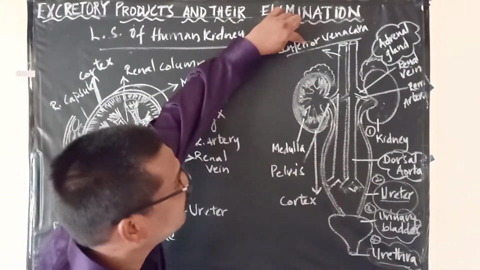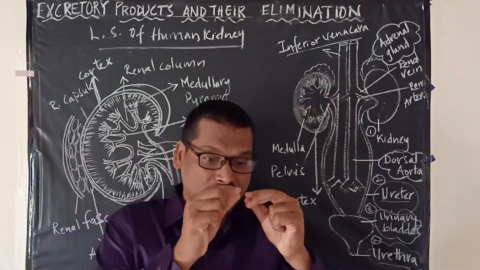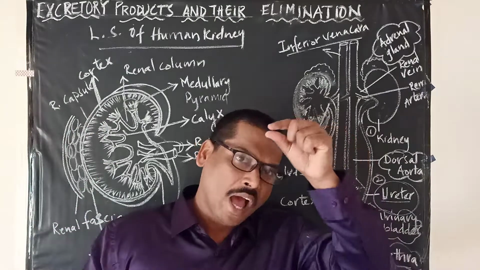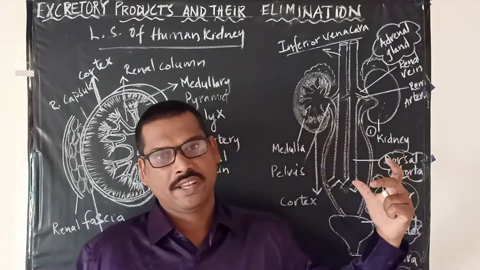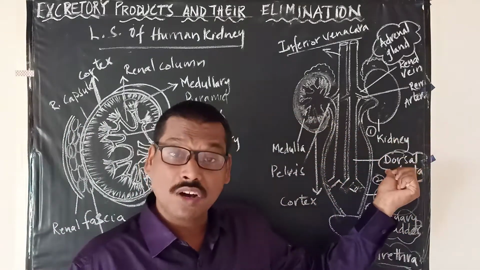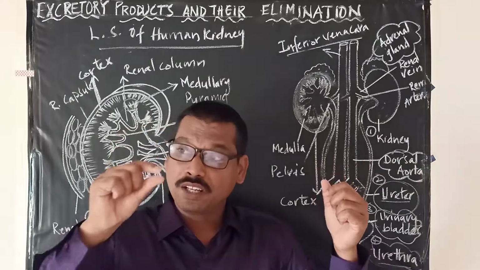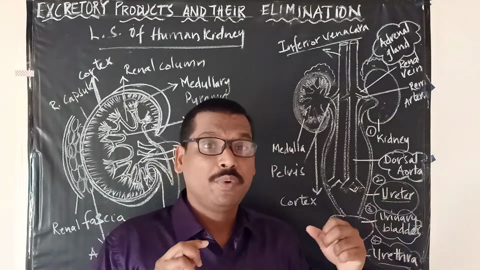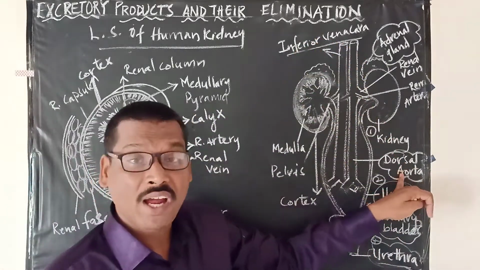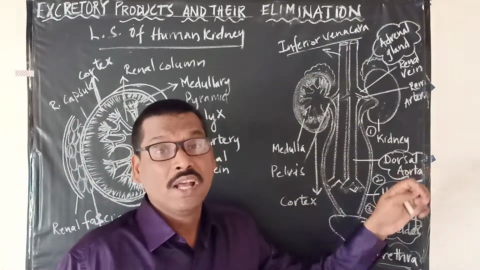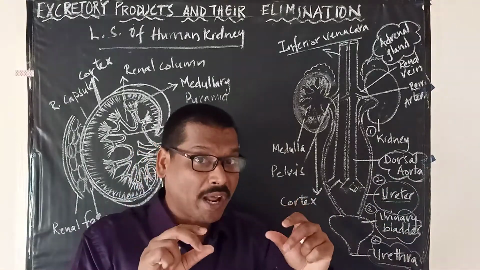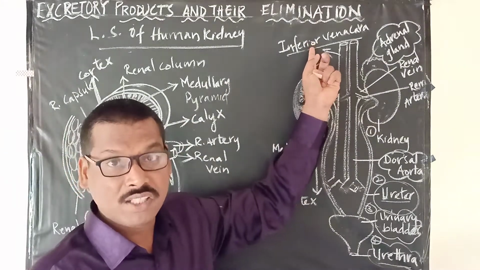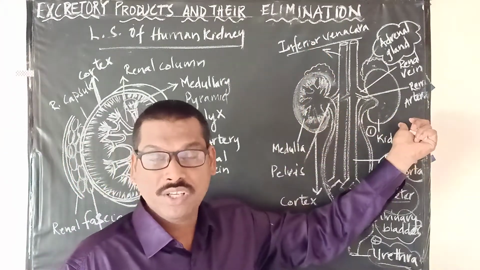So here, if you are seeing, the inferior vena cava is branched into two branches. One branch of the inferior vena cava enters one kidney, and another branch enters the other kidney. In the same way, the dorsal aorta also sends one branch into one kidney and another branch into the other kidney. So here we have to remember that the inferior vena cava and dorsal aorta, these blood vessels, are branched into two branches, and each branch enters each kidney.